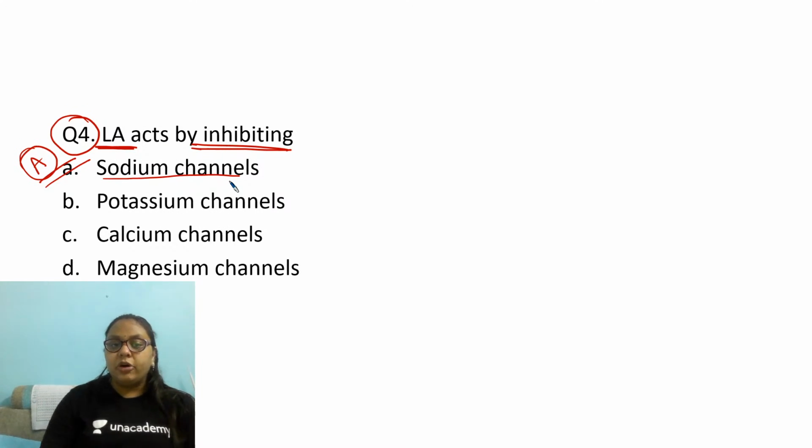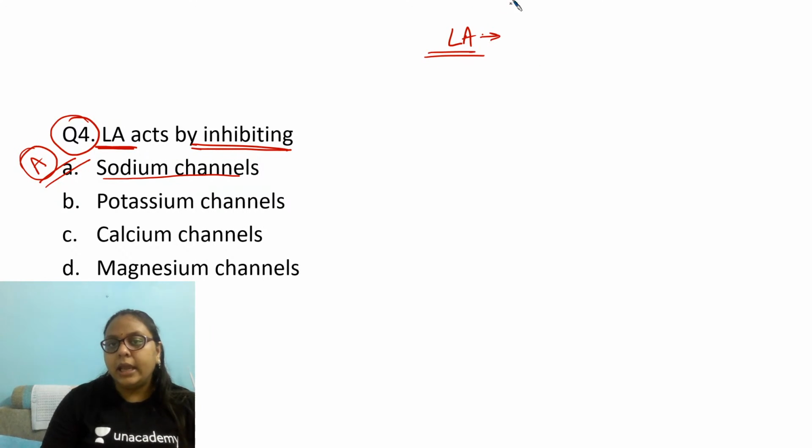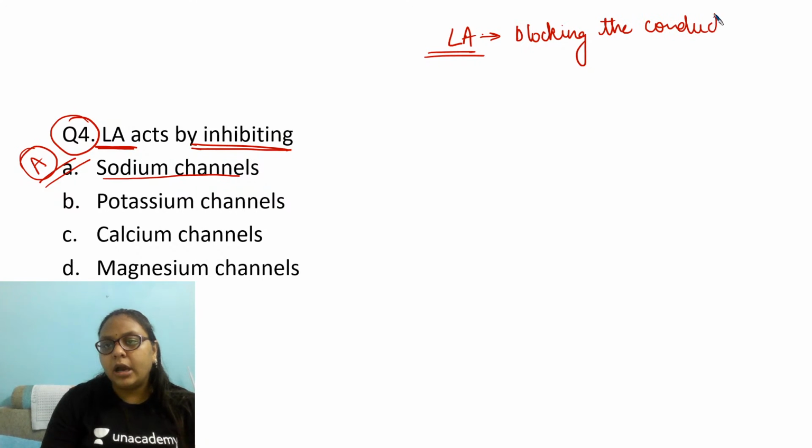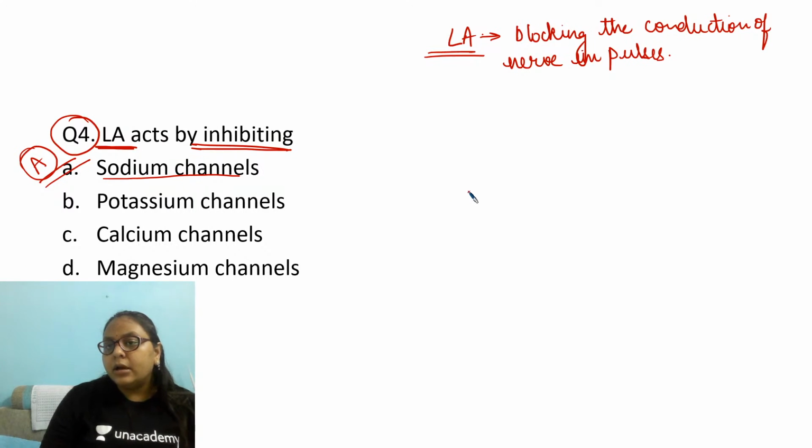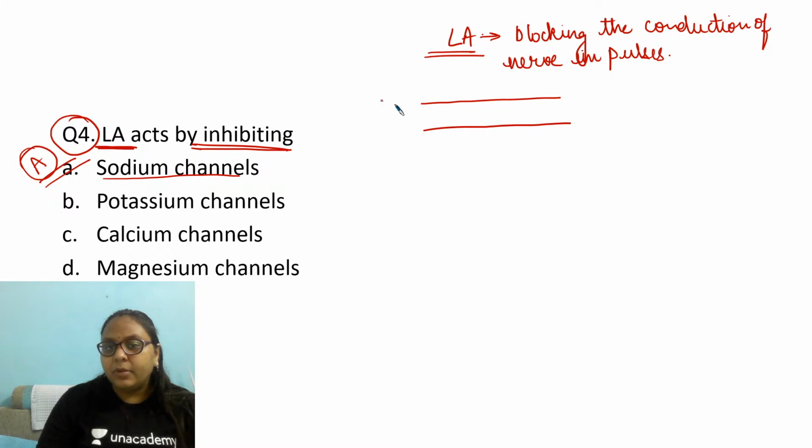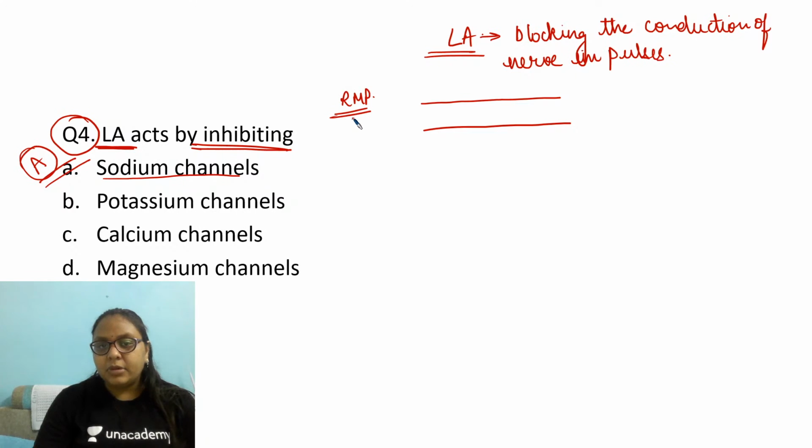Now, first of all, local anesthetics, what are they doing? They are blocking the conduction of nerve impulses. Now imagine this is a nerve fiber which is in the resting membrane potential. Now what happens in resting membrane potential?